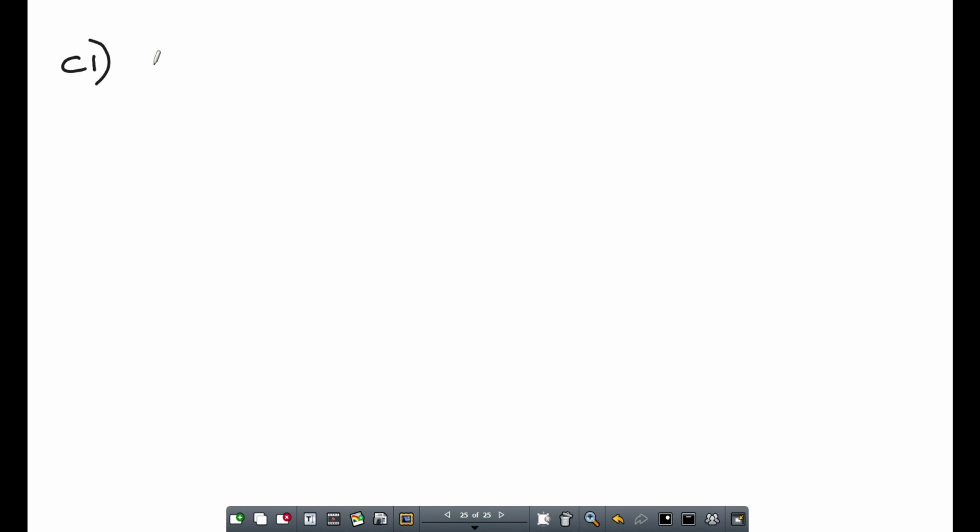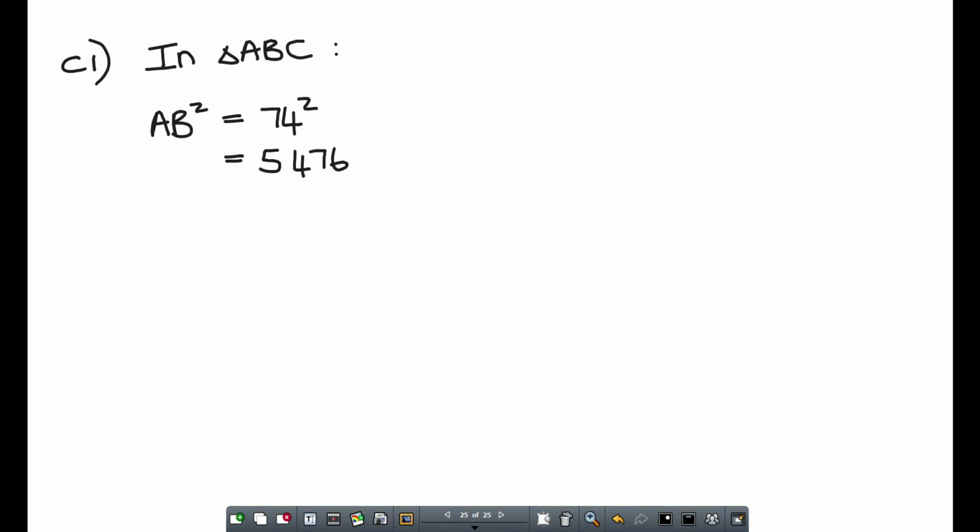Okay, so in triangle ABC, we're going to take the biggest or the longest side. So I'm going to take AB and square that. So I'm going to have 74 squared, which gives me 5476. Okay, then I'm going to take the two shorter sides. So AC squared plus BC squared, which means that is going to be 70 squared plus 24 squared.